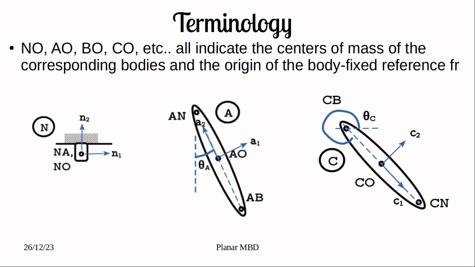NO, AN, AO, BO, CO, and so on are all the centers of mass of the corresponding bodies and also the origin of the body fixed reference frame.